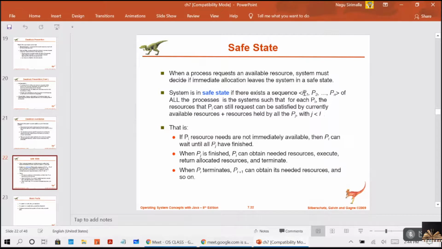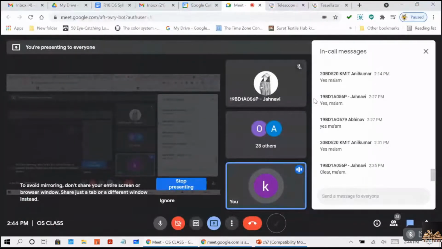Now I said P1, P2, P3 is a safe sequence. When is it a safe sequence? Take the example of P2. P2 is requesting some resources. You can allocate all the resources of P2 with the available resources in the system plus the resources that are held by P1. Why? Because once P1 is completed, it will release all its resources. So with these released resources plus available resources, if you can satisfy the request of P2, then you can say that the system is in safe state. Clear? You understand that point?